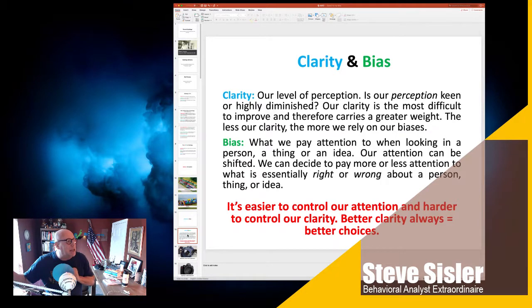We can decide to pay more or less attention to what is essentially right or wrong about a person, thing, or an idea. But it's easier to control our attention and harder to control our clarity. Better clarity always equals better choices. So clarity is super important, because no matter how strong the bias is, you're not necessarily relying on it.